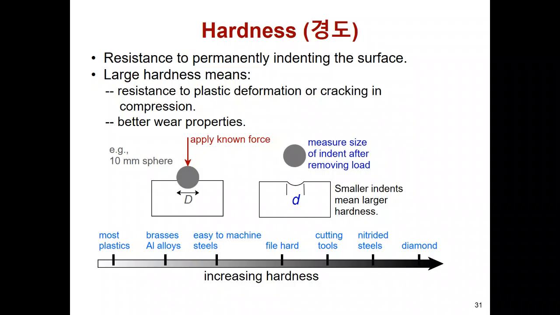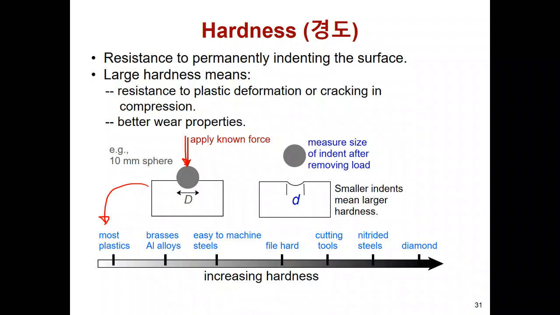Yeah, the next definition is hardness. Hardness is resistance to permanent indenting. Indenting means that we apply some particle to a solid substrate. So large hardness means they show a higher resistance to plastic deformation or cracking. Those are things we learned in elementary school.